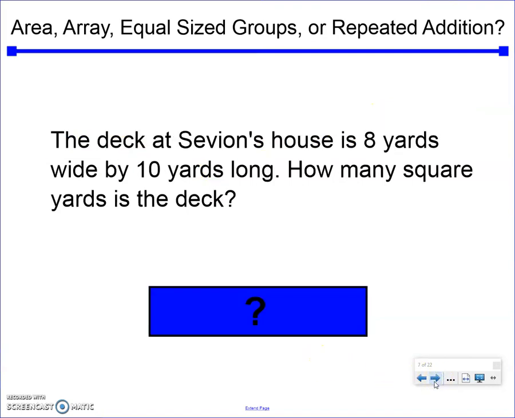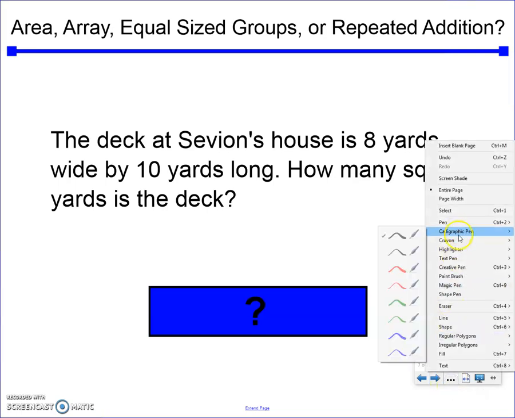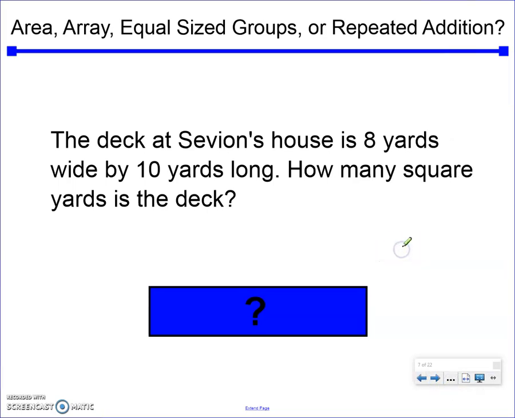Here's our next problem. The deck at Savion's house is 8 yards wide by 10 yards long. How many square yards is the deck? Think about the key words we're seeing in this problem. One keyword I'm noticing right away is yards wide and also yards long. We're talking about a length and a width. I also see the question says how many square yards is the deck. So it's asking me to find the total square yards.